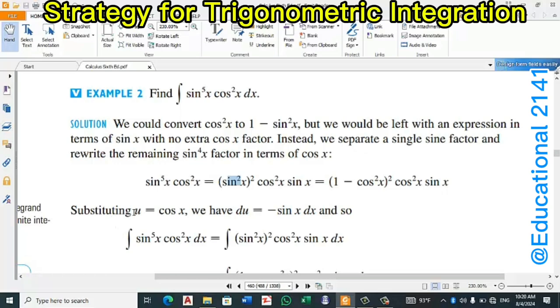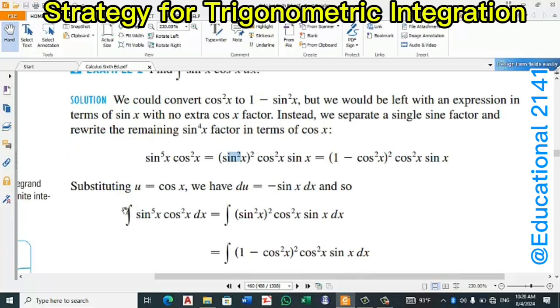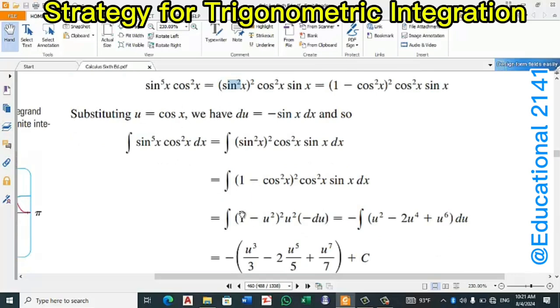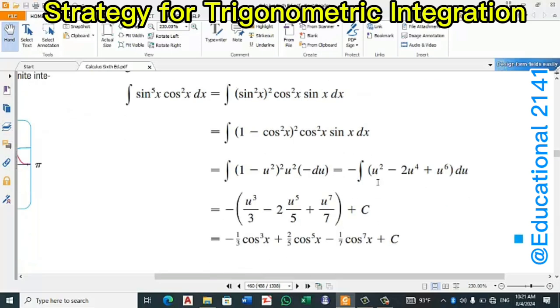Now, substituting u equal to cosine of x, we have du equal to minus sine of x dx, and so the integral of sine of x to the power 5 cosine of x squared dx is equal to the integral of 1 minus cosine of x squared, squared, times cosine of x squared times sine of x dx. Now, putting the substitution here, we get 1 minus u squared, squared, times u squared times minus du, which is equal to minus the integral of u squared minus 2u to the power 4 plus u to the power of 6. Now, this kind of integral, which is algebraic, is very easy.